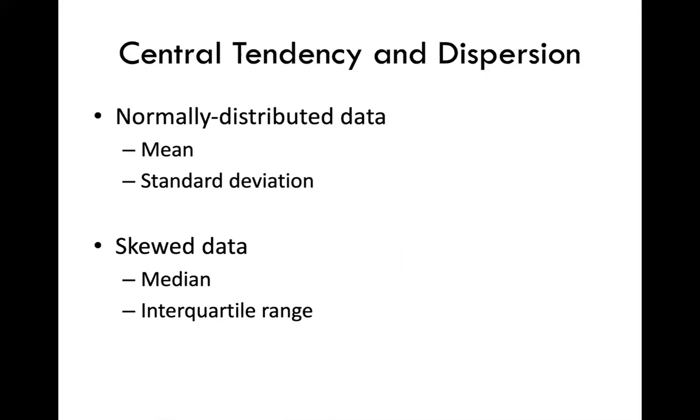So again, just to reinforce what I said: when the data are normally distributed, we report the mean and the standard deviation. And when the data are skewed, we report the median and the interquartile range. Okay, please remember this. This is important.